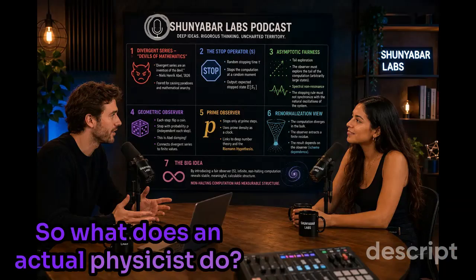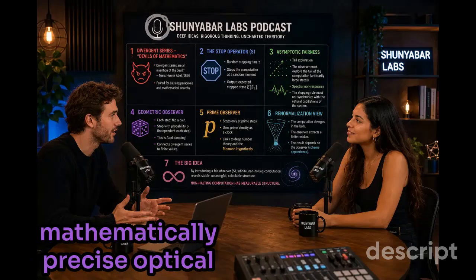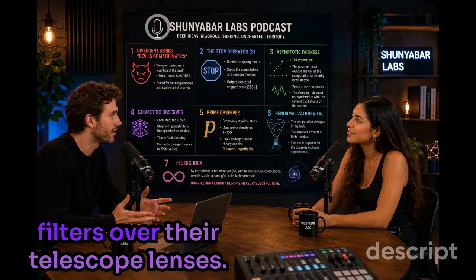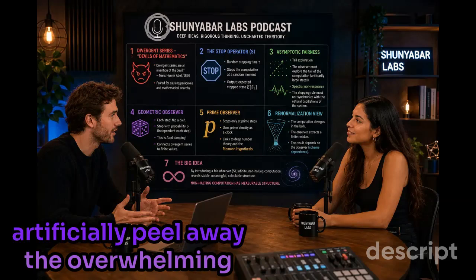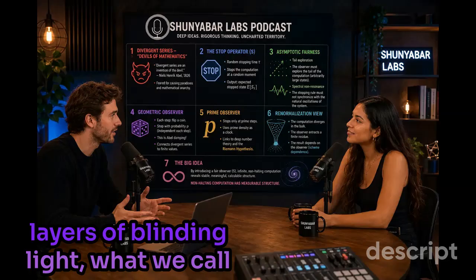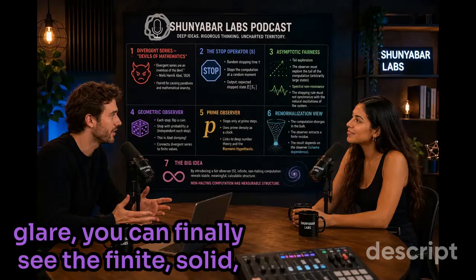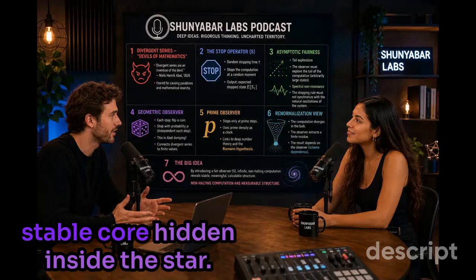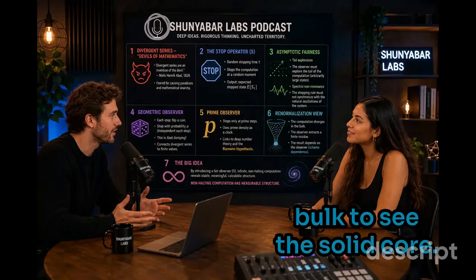So what does an astrophysicist do? They don't just stare at the glare. They put heavily calibrated, mathematically precise optical filters over their telescope lenses. Oh, nice. These filters are designed to artificially peel away the overwhelming layers of blinding light, what we call the divergent bulk. And once you strip away the infinite glare, you can finally see the finite, solid, stable core hidden inside the star. I love that. Peeling away the divergent bulk to see the solid core.